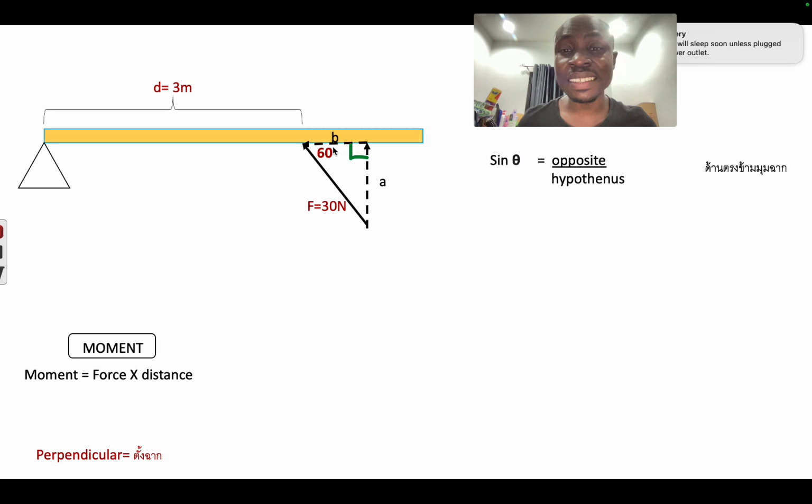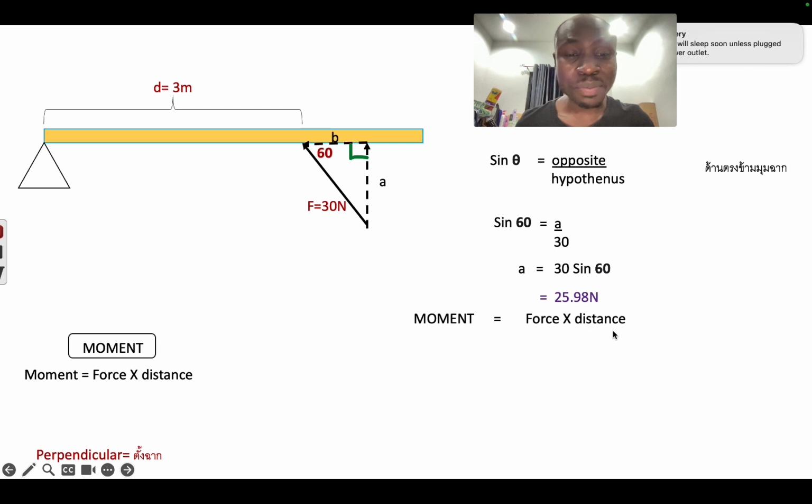So let's say the theta is 60, okay? And I put a force of 30 newtons. So first we have to find A, right? The force which is perpendicular to the bar. So A is what? We put in sine theta is what? Opposite over hypotenuse. The opposite is A. The theta is 60. And the hypotenuse is what? F, the force, which is 30. So we have sine 60 is equal to A over 30. So what is A? A is 30 sine 60 degrees. And the answer should be about 25.98 newtons.